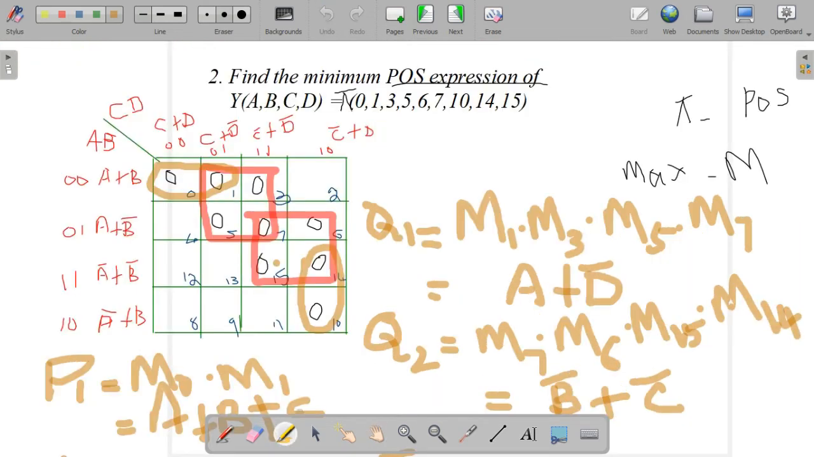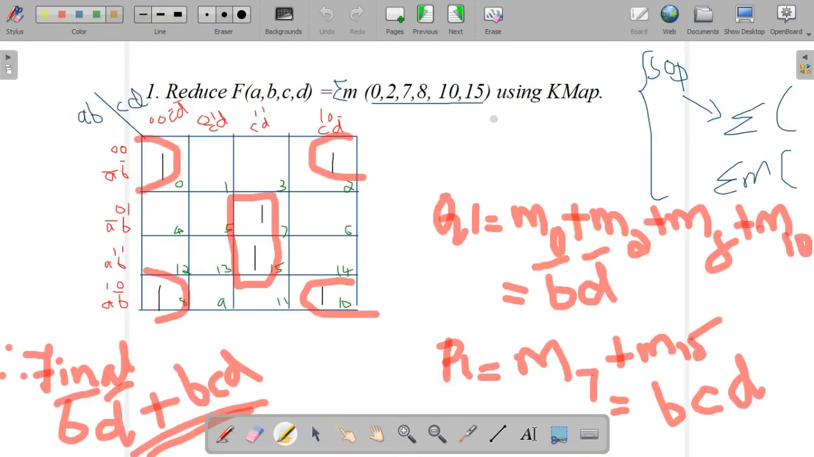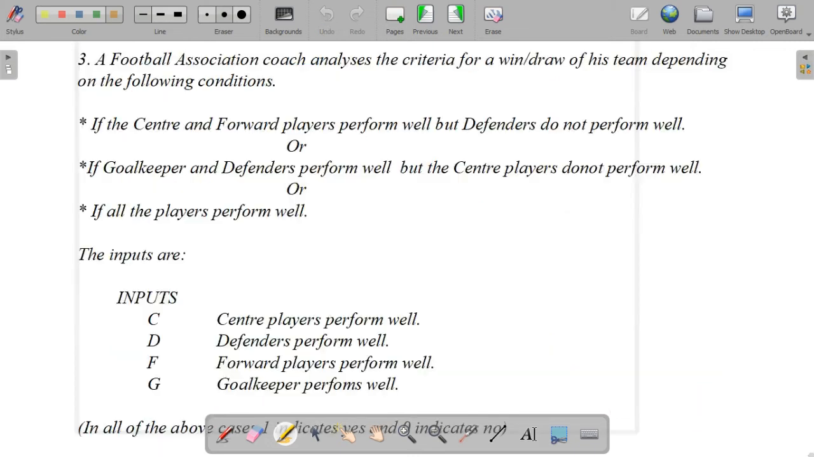So finally you should mark the empty squares with the ones in the case of POS, so that you don't forget. After this, you just fill with this one, okay. In the previous question, in the first question also, SOP means you have to fill the empty squares with the zeros, that you have to do, okay.